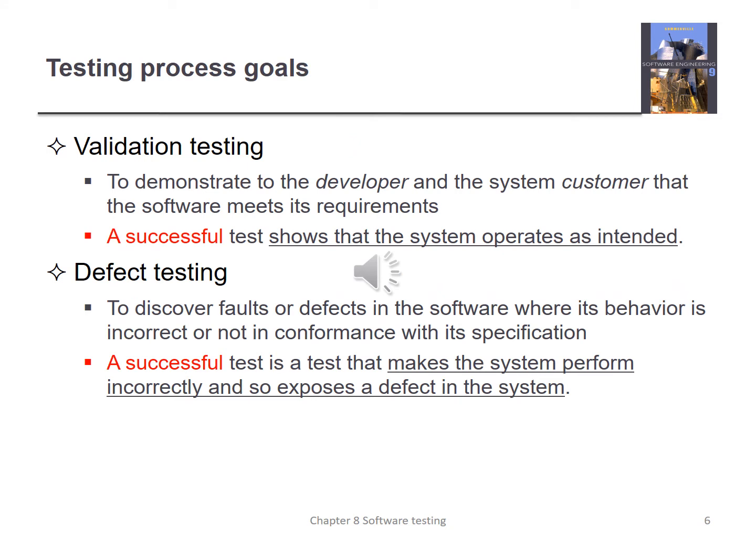Validation testing, we said, is to demonstrate to the developer and customer that the system behaves and meets the requirements he asked for. A successful test shows that the system operates as intended. Defect testing is to discover faults or defects in the software, as we said in the slide before, where its behavior is incorrect or not in conformance with its specification. Successful tests are those that make the system perform incorrectly and so expose a defect in the system.